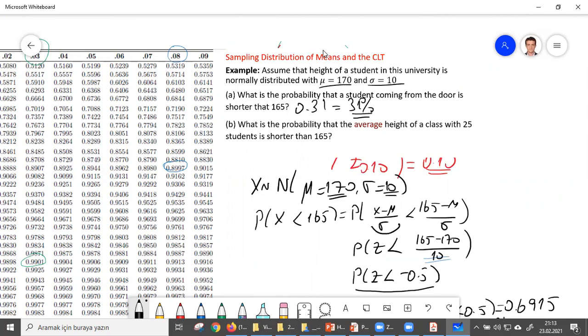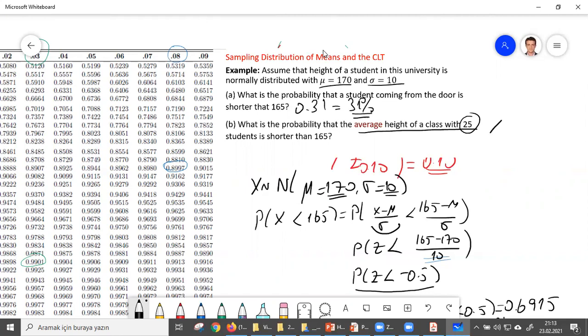Now, the same question: what is the probability that the average height of a class with 25 students is shorter than 165? That's a bit different, right? So that's a single guy. A single guy can be shorter than 165, but now we are talking about the average of 25 people. Well, what is the probability that they are shorter than 165?